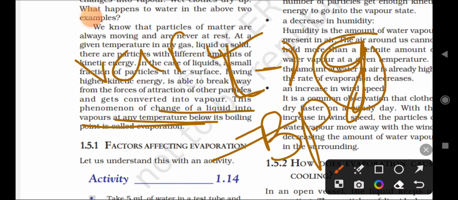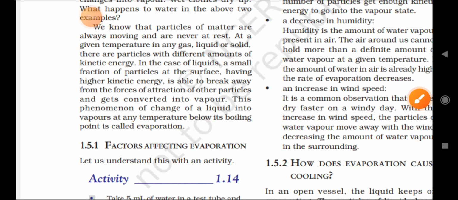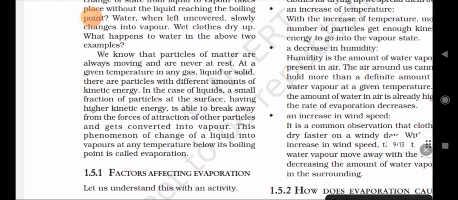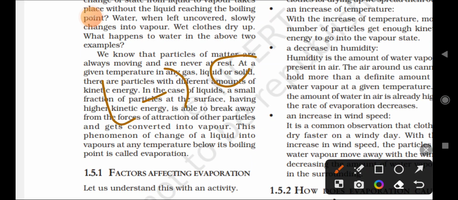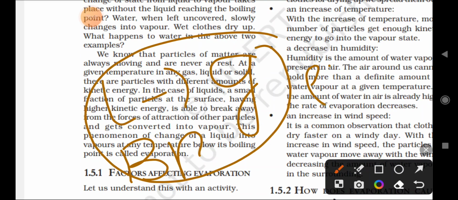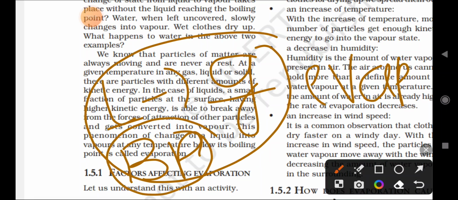This is a 1 mark definition. What is evaporation? You can write easily: the liquid changing into gaseous state without reaching its boiling point is called evaporation. This is a simple definition. The liquid changing into gaseous state without reaching its boiling point is known as evaporation. Very simple definitions, but they are very essential for your exam purpose.